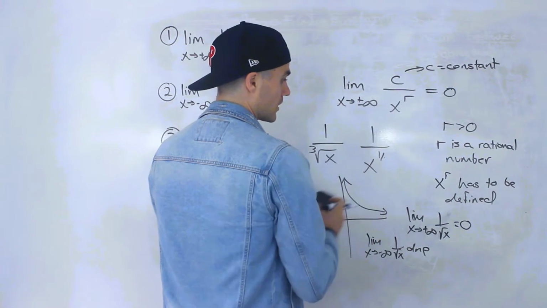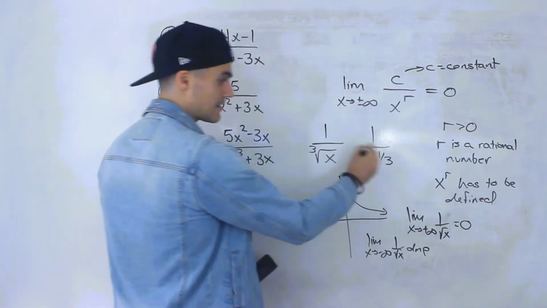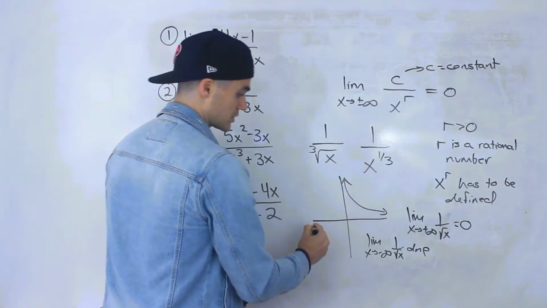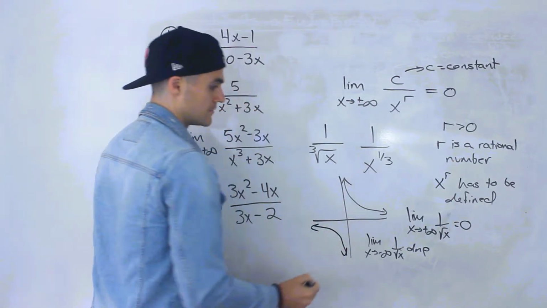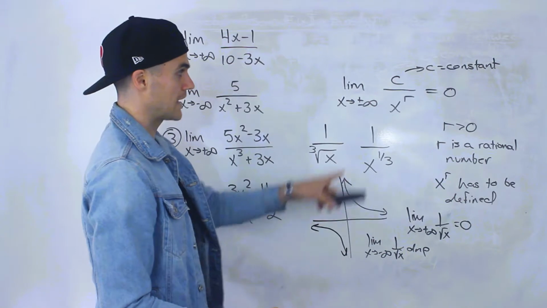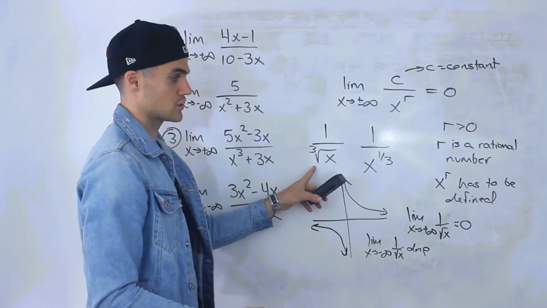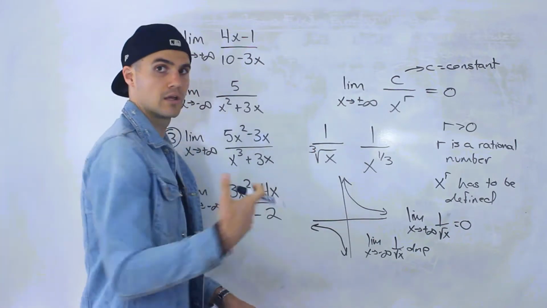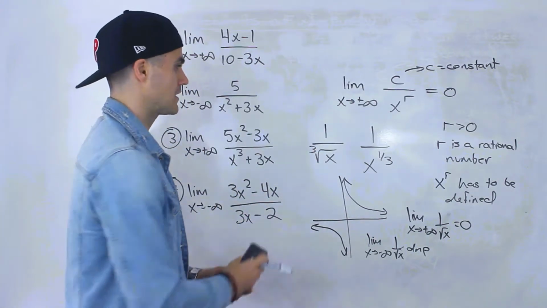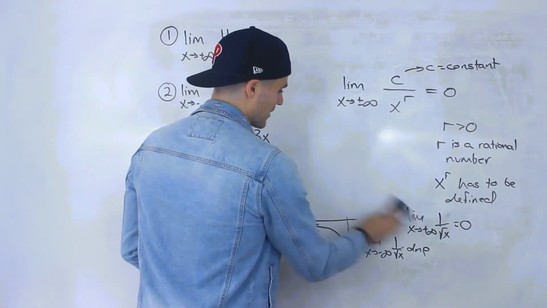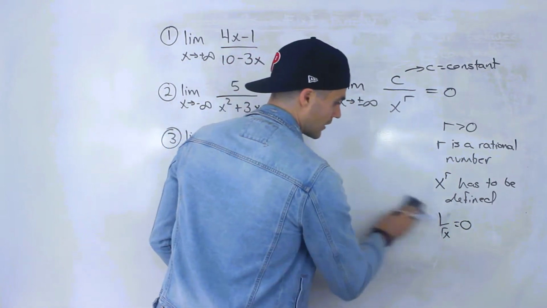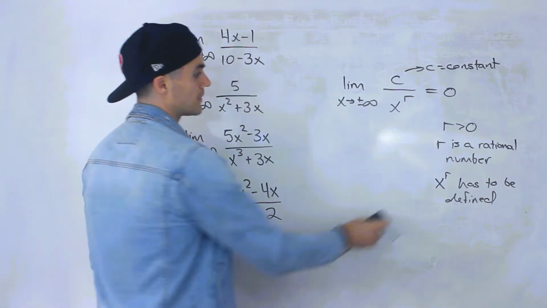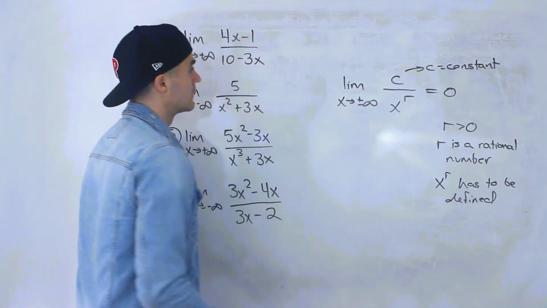This would be 1 over 3. Well, you could take the odd root of a negative x value, so this would actually look like this. Then the limit as x approaches negative infinity of this function would equal 0, while for an even root, it wouldn't exist. So just be careful with that. Again, it's probably not going to come up, and probably not even worth mentioning, but I thought I would anyway. Basically, this x to the r has to be defined.